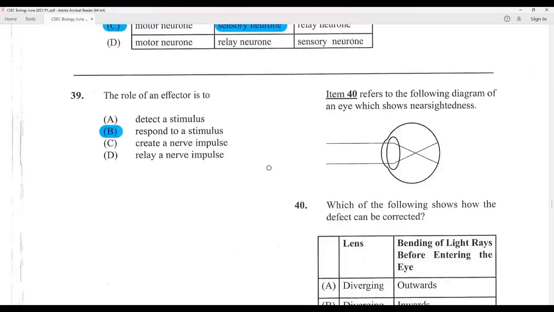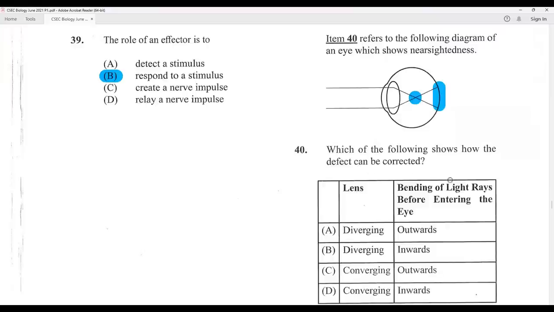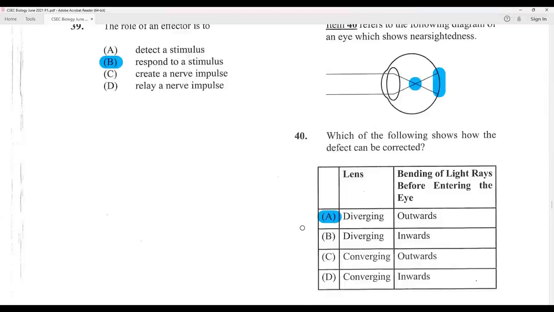Item 40 refers to the following diagram of an eye which shows nearsightedness. That means the image is being formed at the place where the X is right here, in front of the retina. You ideally want it to be formed here. Which of the following shows how the defect can be corrected? What you need to do is get a divergent lens so the light bends outward more before the lens of the eye starts. So you push the image being formed back onto the retina. So the answer for 40 is A.